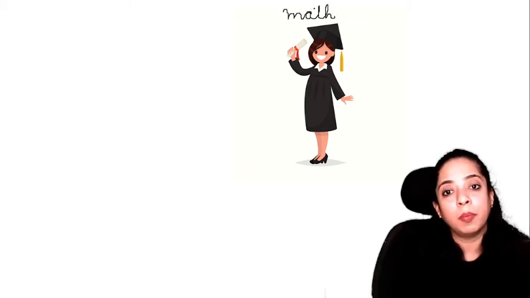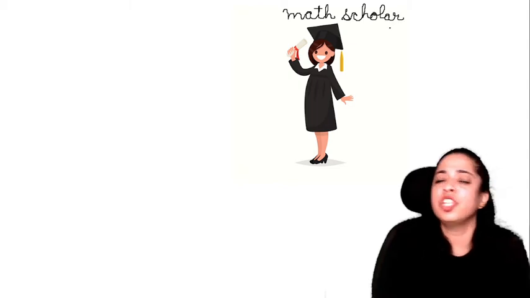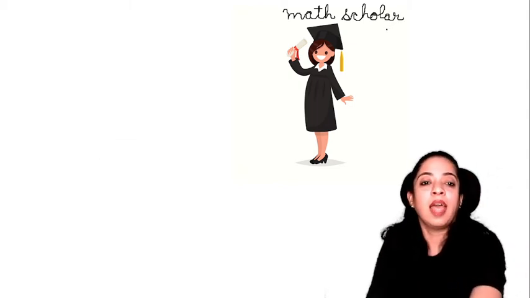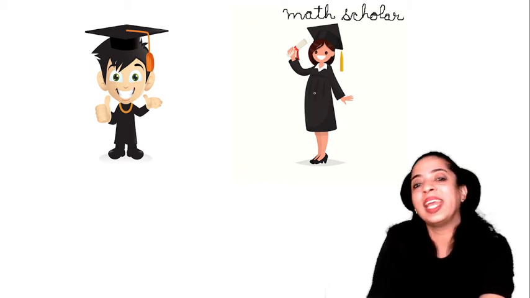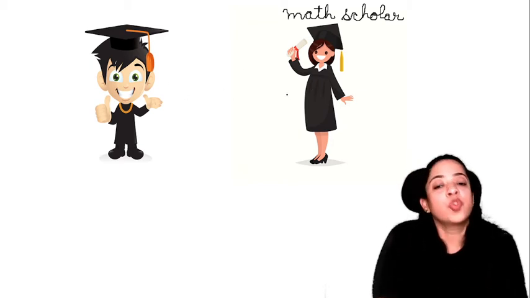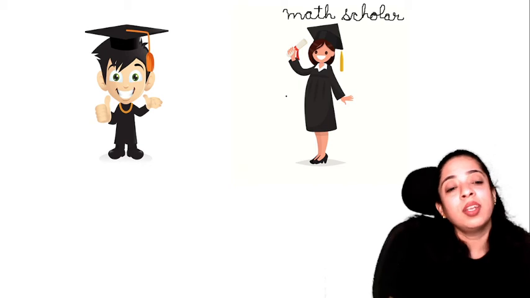Now see, there is a girl. This girl is a math scholar. She loves mathematics. And there's a boy who likes this girl. Now the boy wants to impress the girl. So what does the boy say?